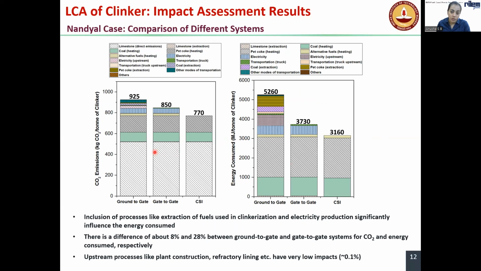In case of CO2 emission, we see that the majority of the impact is because of the direct conversion of CaCO3 to CO2. Secondly, it is because of the direct CO2 from the fuels being burned for the clinkerization process, and later it is because of the electricity and transportation. In terms of energy consumed, the majority of the impact is because of the fuels being burned for the clinkerization process, and then because of electricity and transportation distances.